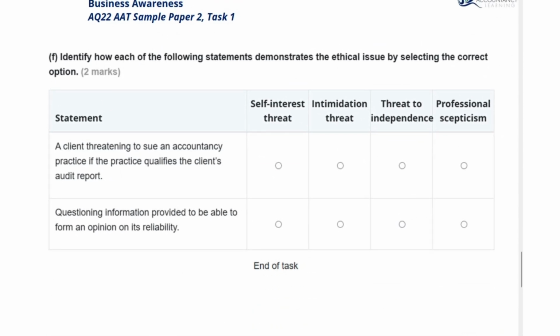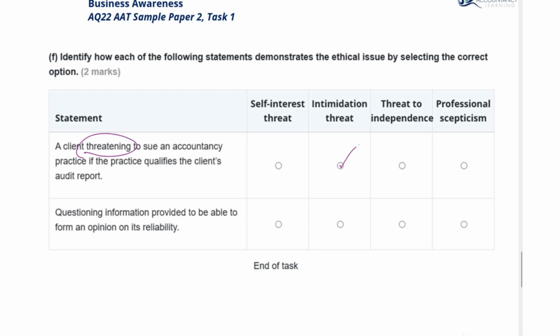Moving on to the final part of this task then, we need to identify how each of the following statements demonstrates the ethical issue by selecting the correct option. So the first one, a client threatening to sue an accountancy practice if the practice qualifies the client's audit report. So we're talking about being threatened there. So any type of threat is designed to intimidate us. So it will be an intimidation threat.